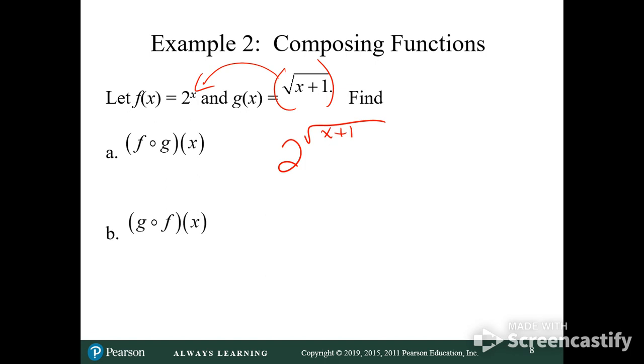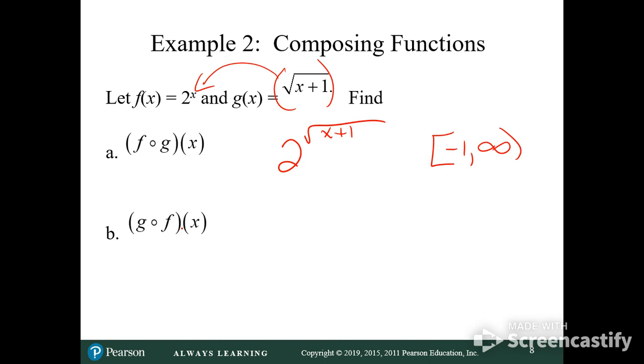Okay? Now they might say, well, what's the domain of this? Well, what does x have to be here to work? It can be -1, but can it be any lower than that? No. So it goes from -1 to infinity. You have to have at least -1, but you can go to infinity.